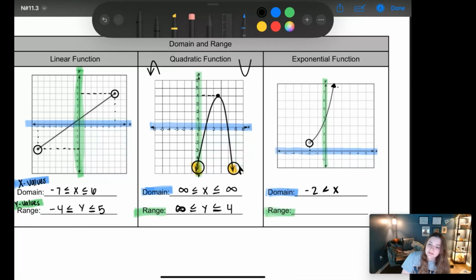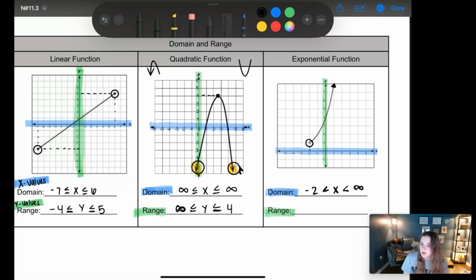Look at this. Where does it go? What does that arrow tell me? It goes on forever and ever. So there is no end in sight. So we just say infinity. And I can't include it because I don't have a specific number, so it's just open like that.